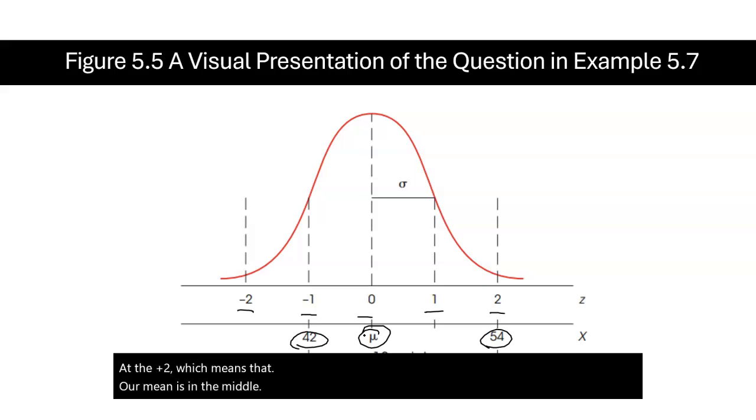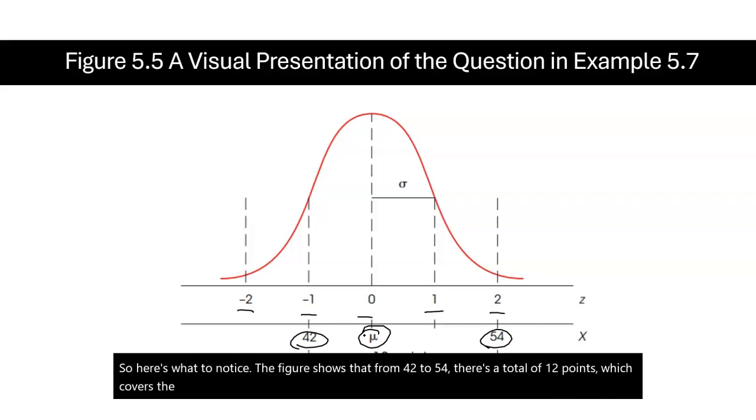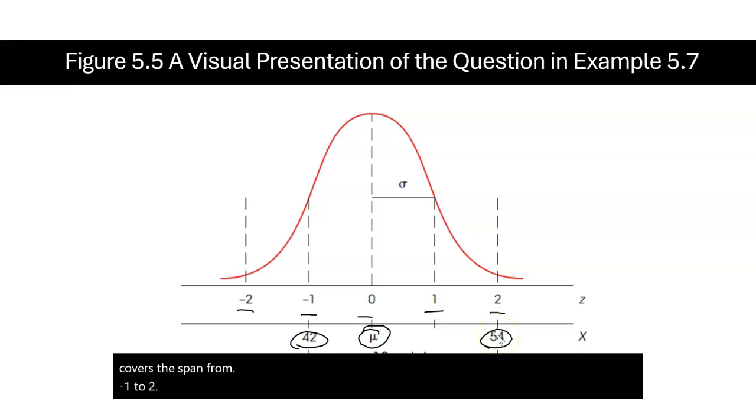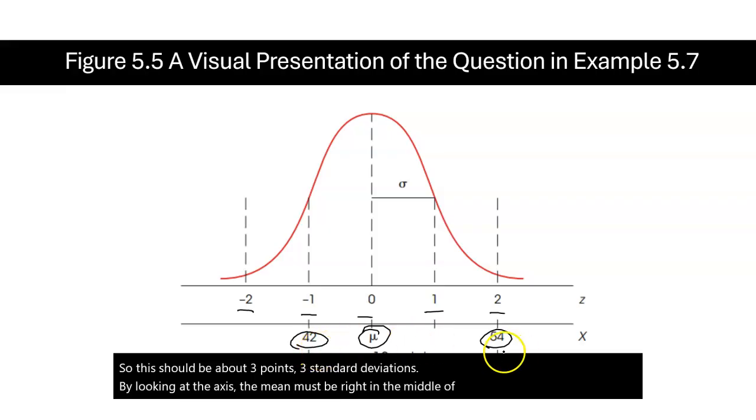So here's what to notice. The figure shows that from 42 to 54, there's a total of 12 points, which covers the span from -1 to 2 on the z-scale. So this should be about 3 points, 3 standard deviations. By looking at the axis, the mean must be right in the middle of 42 and 54.